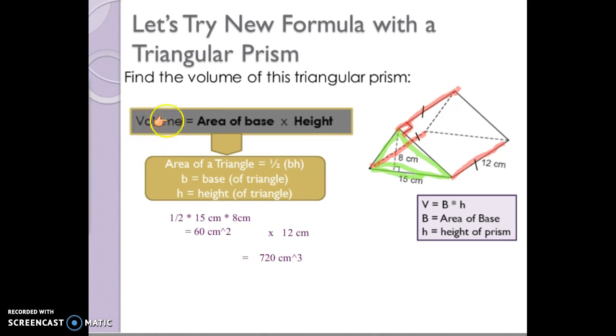So again, we can see how we got from what we learned from the rectangular prism, which was length times width times height, which was really the area of the base times the height of the prism. So you'll be able to use this formula for anything. If you had a pentagonal prism, then you would find the area of the pentagon base and then multiply it by the height of the prism.